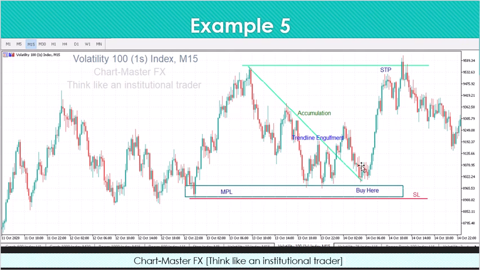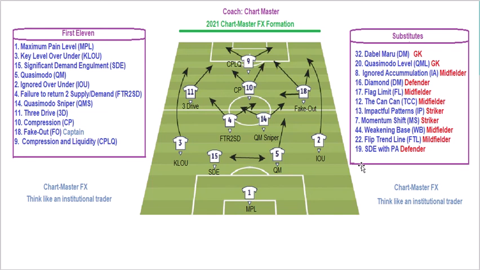I hope you have learned something from this tutorial. So guys, as you can see from our chart master formation, the flip trend line is here. It's one of our midfielders, guys. It's one of our midfielders that we use, and it's a very super sub that we use and can actually do the job, and can change the match so that the team can secure at least 3 points.